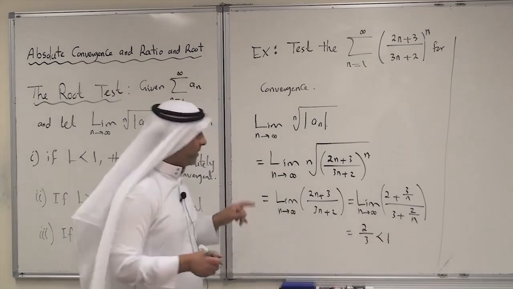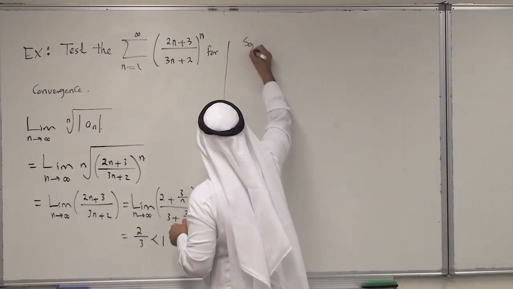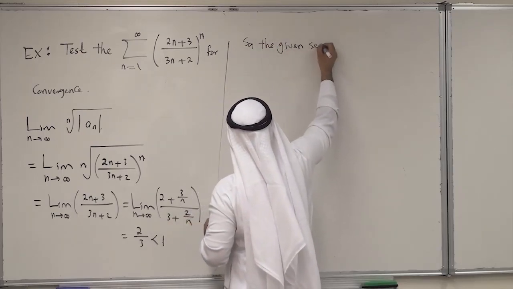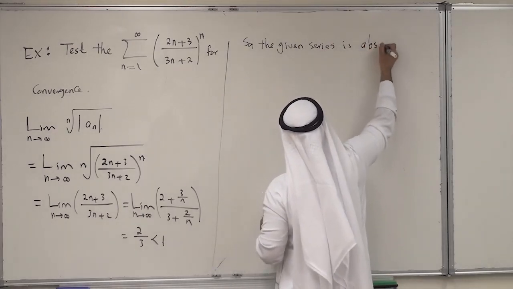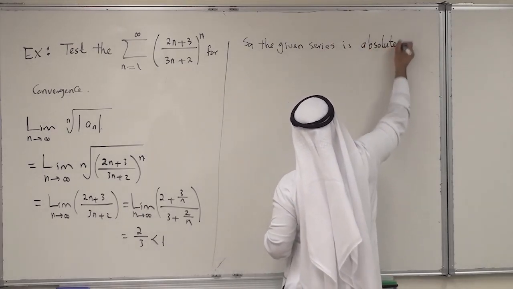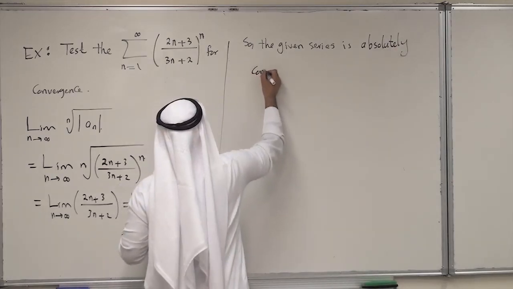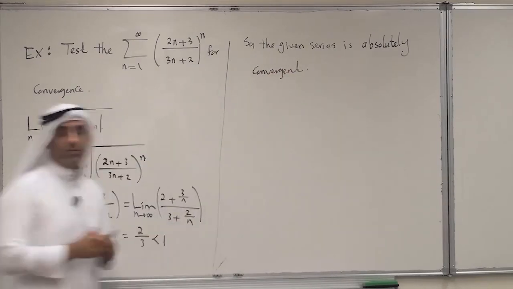What is the conclusion? Since the limit is 2 over 3, which is less than 1, the given series is absolutely convergent. And since it is absolutely convergent, for sure it is convergent.